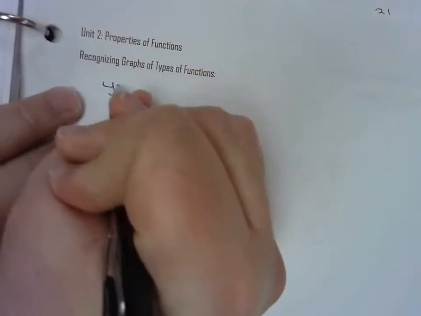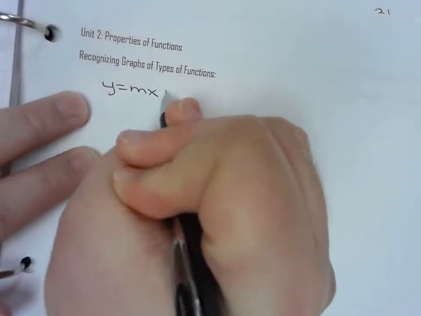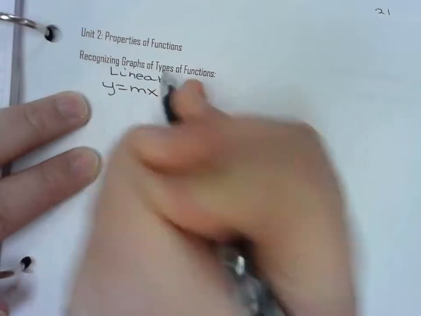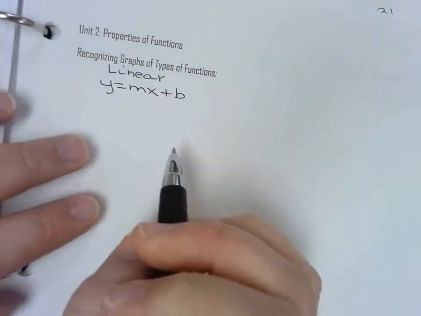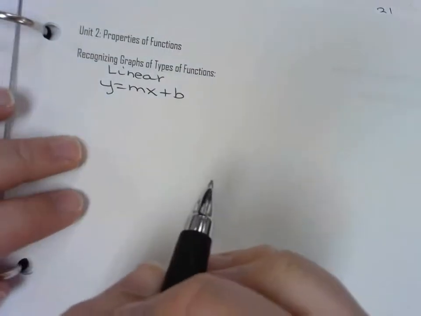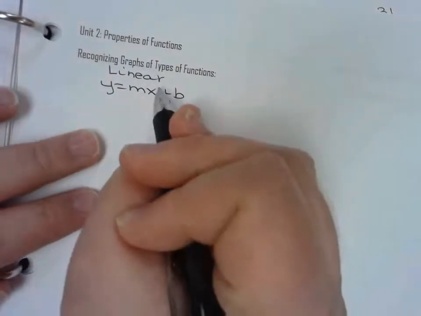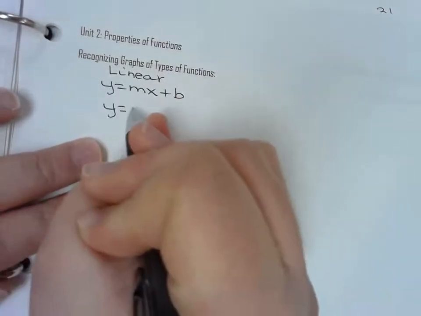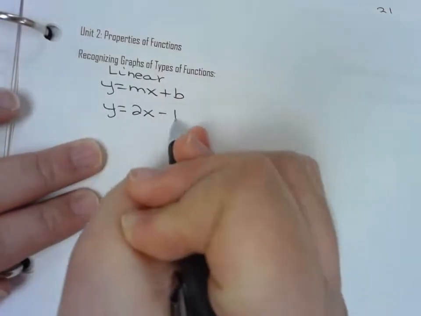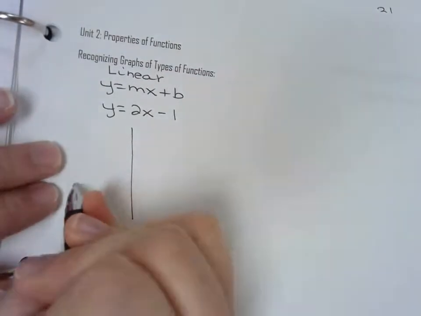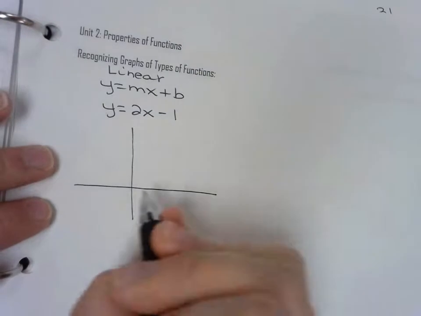First one is a linear function. And a linear function has an exponent of 1. So this is x to the first power. A linear function has x and y both to the first power. An example would be like y equals 2x minus 1. X is to the first power. That is linear.